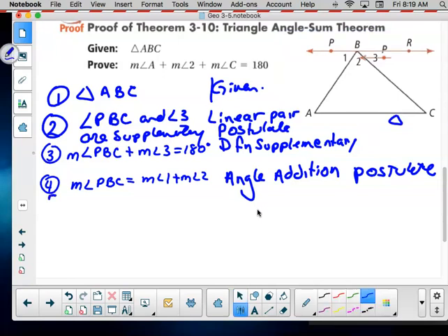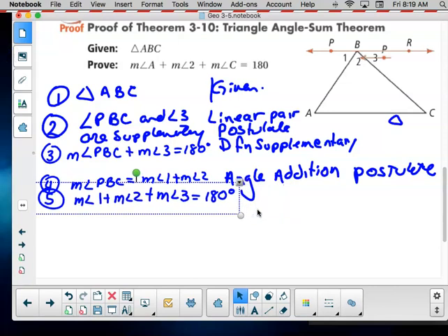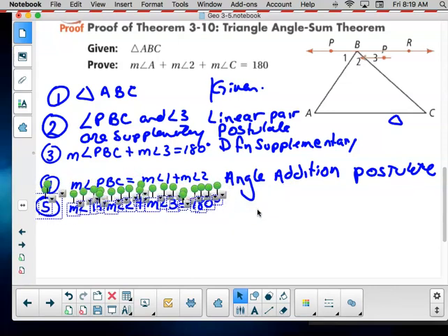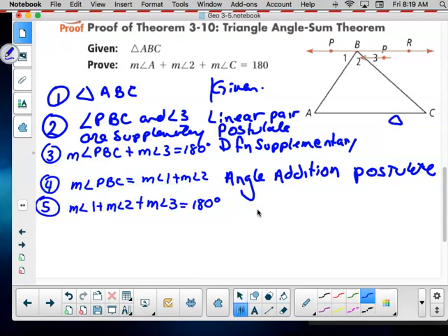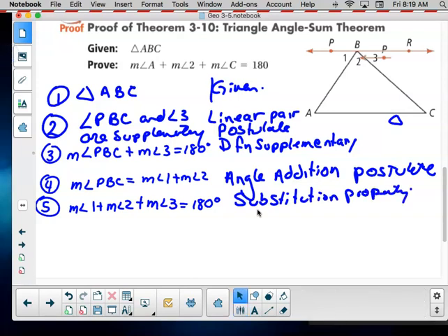So step 5, I know the measure of angle 1 plus the measure of angle 2 plus the measure of angle 3 equals 180 degrees. And I'm going to do that, and I know that because of substitution. Okay, now I know in step 6, I'm going to talk about angles, so I'm going to change colors.